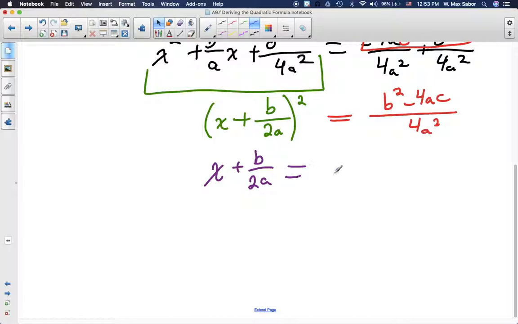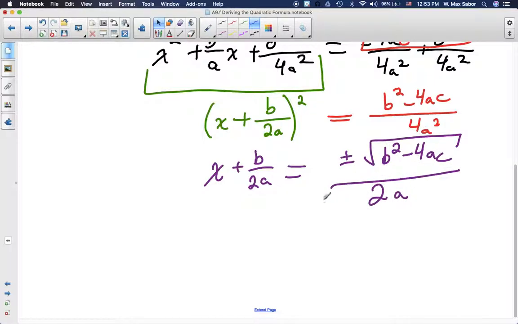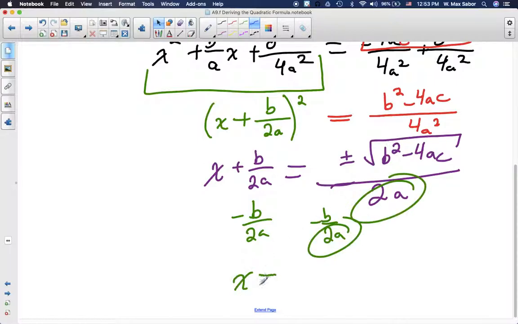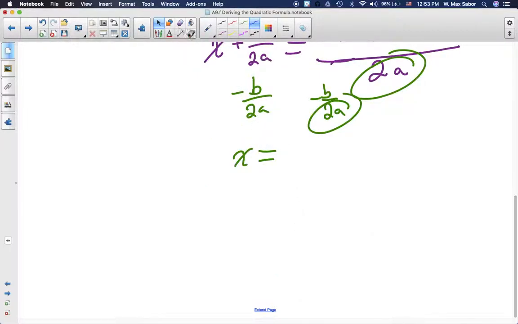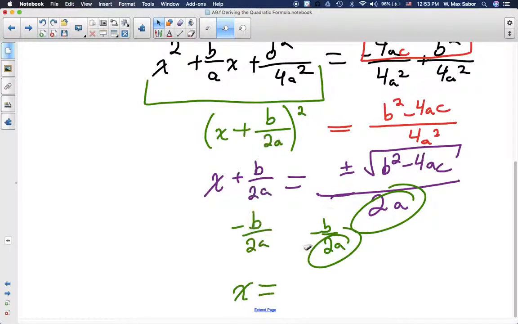So we will take plus or minus the square root of both sides. x plus b over 2a equals plus or minus the square root of b squared minus 4ac. The square root of 4 is 2. The square root of a squared is a. Now, the last step is to subtract b over 2a from both sides. And because the denominators are the same, I can just write that in the numerator.